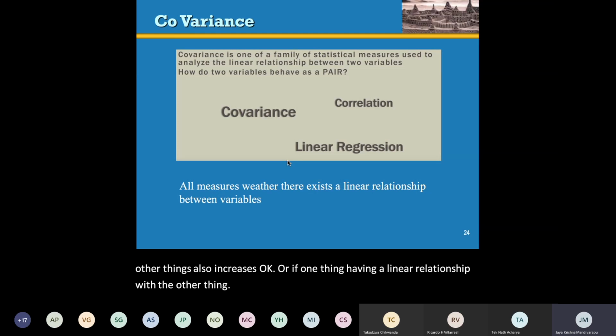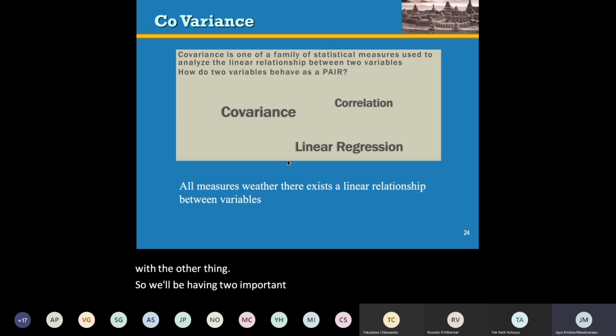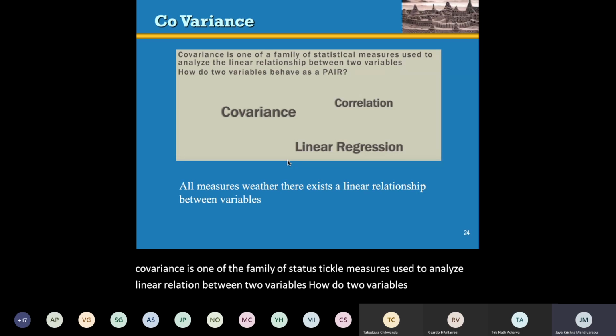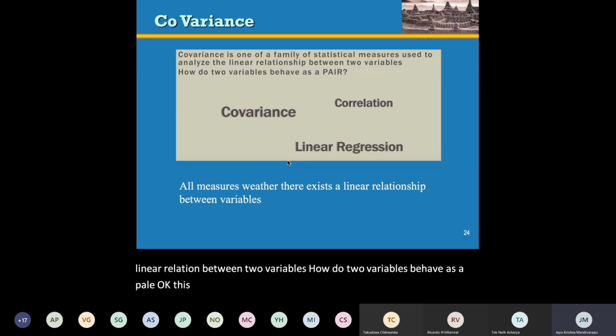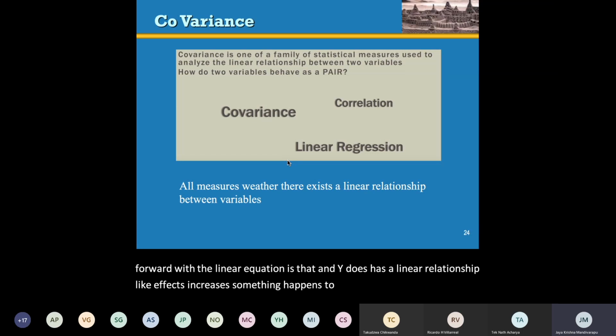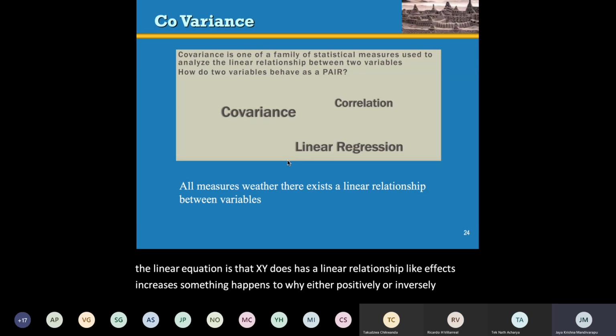So we'll be having two important things with respect to the covariance. Okay, so covariance is one of the family of statistical measures used to analyze the linear relation between two variables. How do two variables behave as a pair? Okay, this is the main starting assumption which we make while going forward with linear regression, that x and y have a linear relationship. Like if x increases, something happens to y either positively or inversely or negatively, but some linear relationship exists.